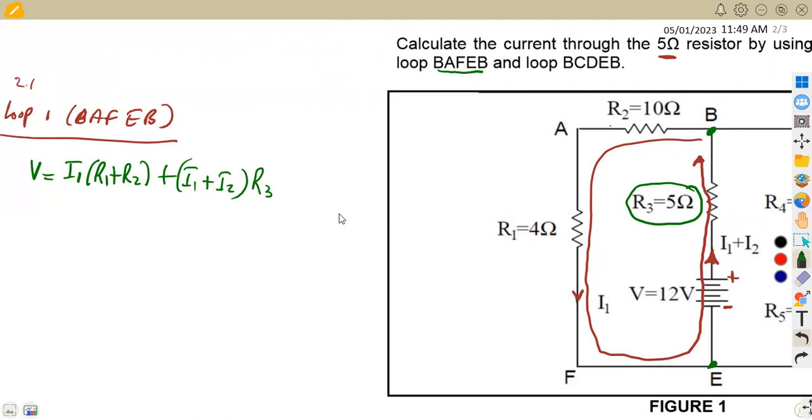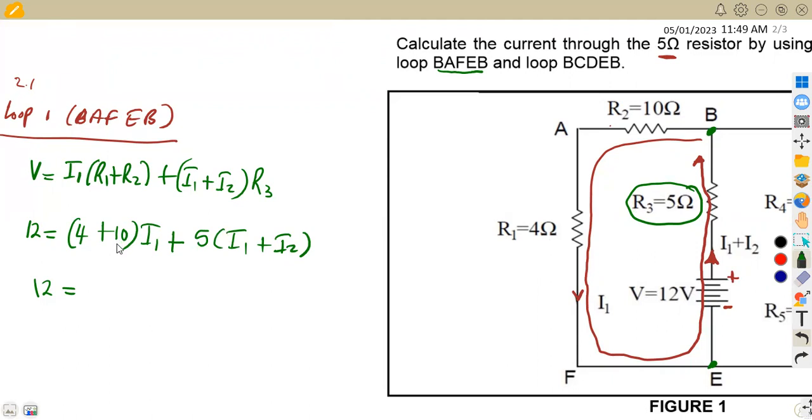So you can insert the values. Our V, the voltage supply of 12, is equal to I1 into R1 plus R2. R1 is 4, R2 is 10, so it's going to be 4 plus 10, into I1, plus R3, which is 5 ohms, into the two currents. So it's going to be 5 into I1 plus I2. So this is what we have. We can expand the brackets where there are brackets, adding where we can add. The 4 plus 10 is going to give us 14 in this case.